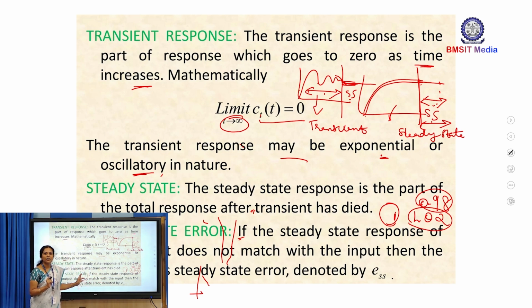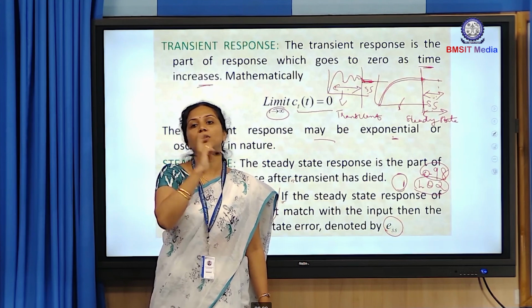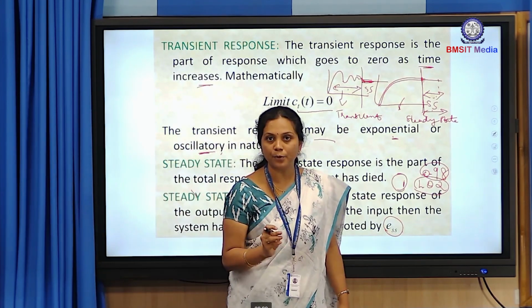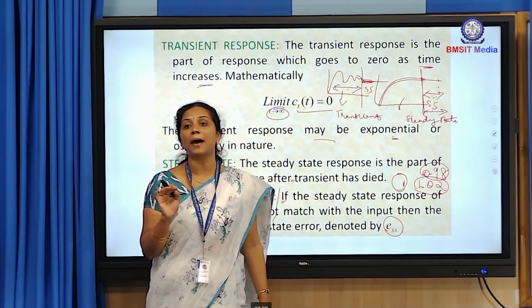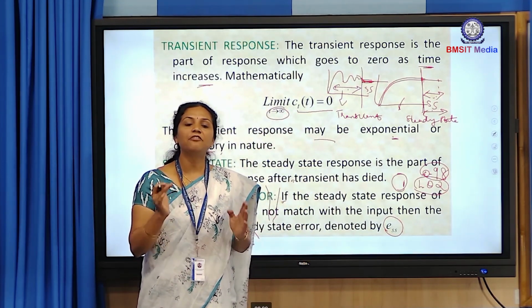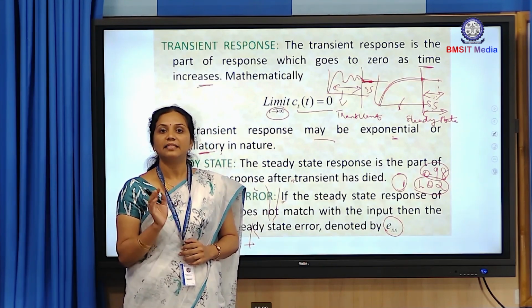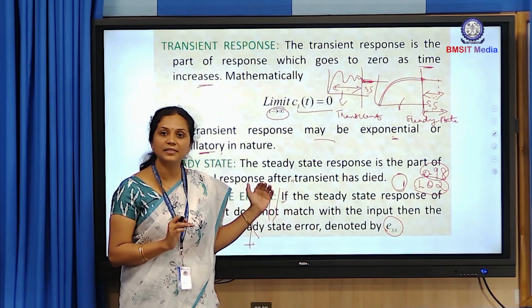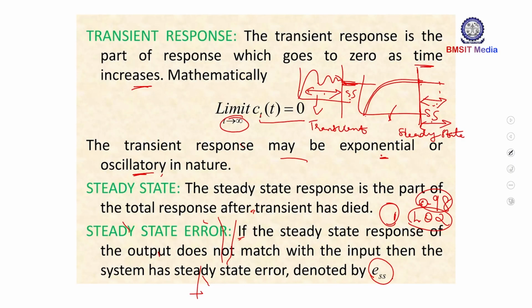This error is denoted by the term ESS, and this error will change with respect to the input that I am going to supply. The input can be a unit step input, a ramp input, or a parabolic input. There are different types of standard test signals available. Depending upon these standard test signals, our error also will be changing. This steady state error part we will see in the subsequent slides.